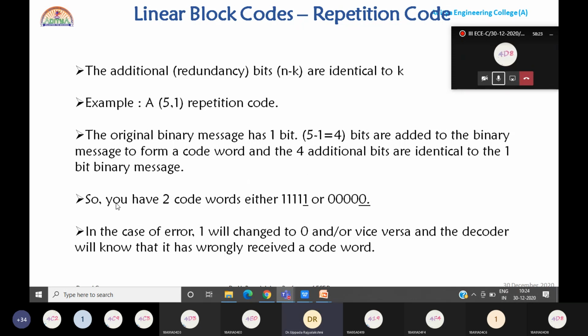For example, you have two code words. You can see 4 bits are added identically here. Four bits are added with a new check bit.